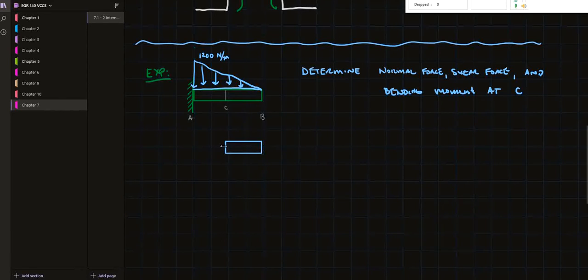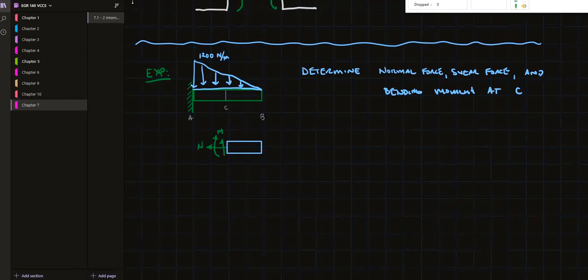see if we can shrink this just a little bit so it matches up better with the picture above. So if we make this cut at C, let's sketch in our internal loads. We have a normal force, we have a shear force, and I'm drawing these in the positive sense here, but they could be drawn incorrectly.